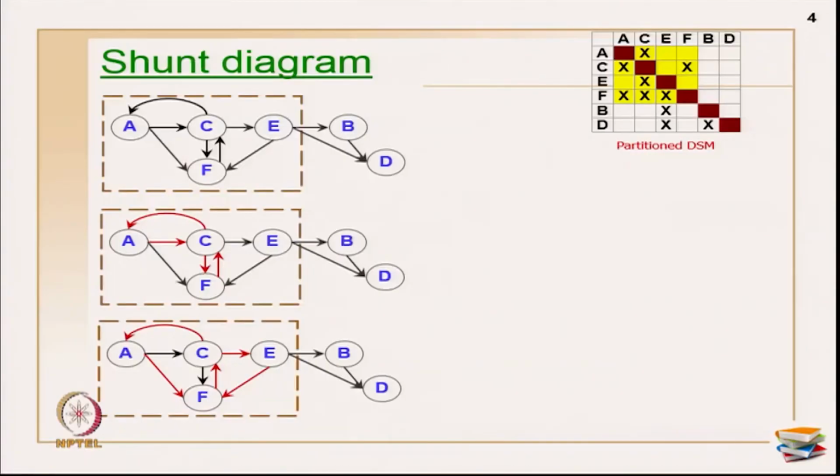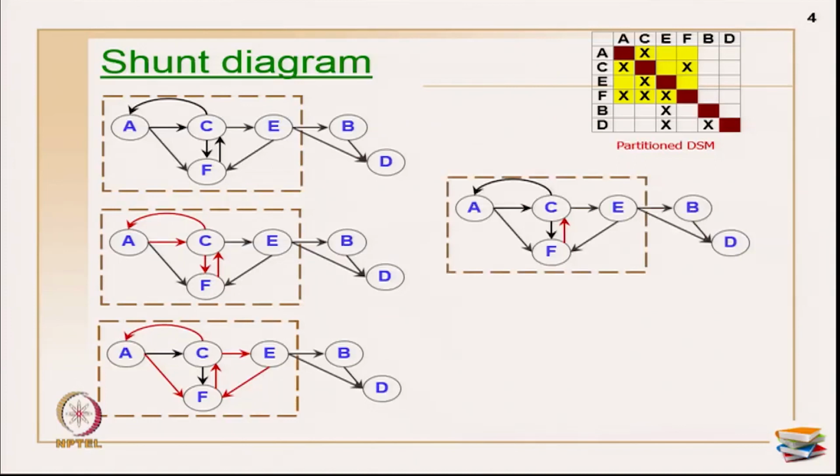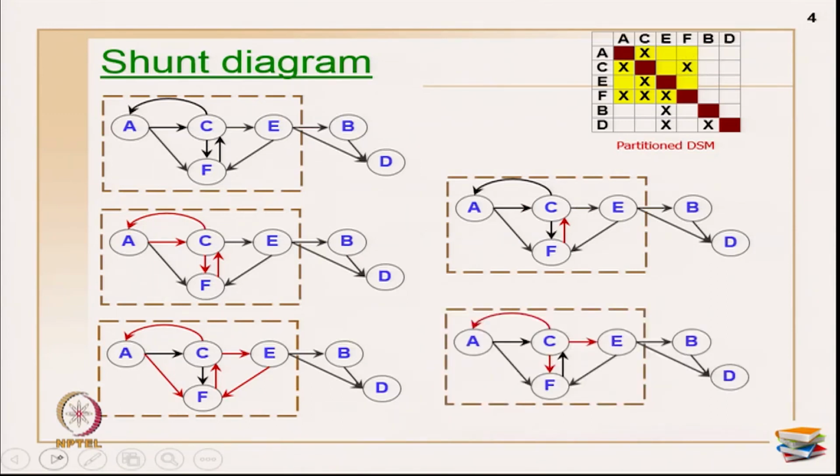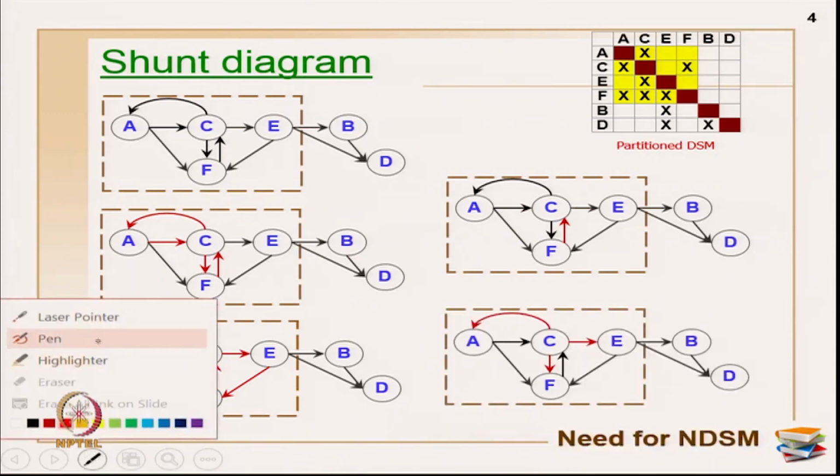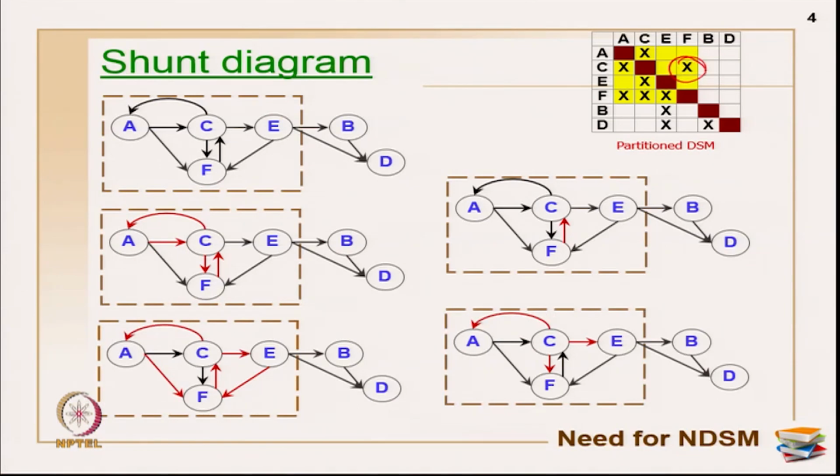If you see carefully, what you should do, a common thing, is choose a set of feedback marks. By attacking that feedback, I am removing all or many of my cycles. So if I choose this x mark which is from F to C, okay, this one, what happens is what I have shown here.